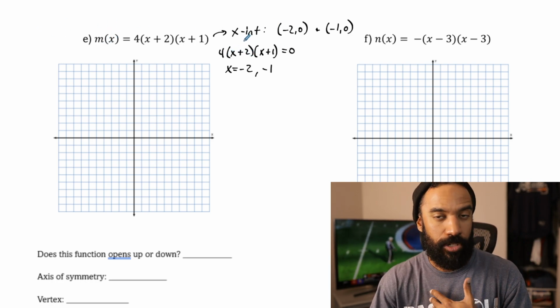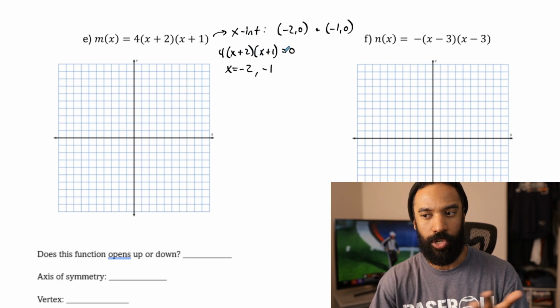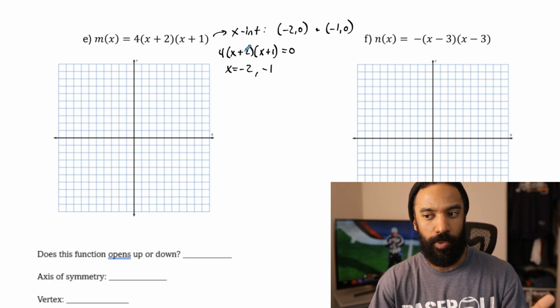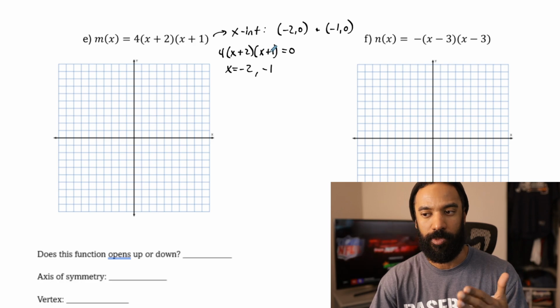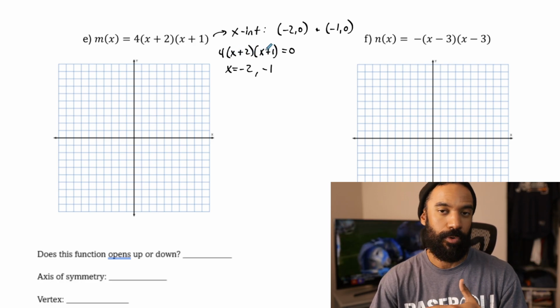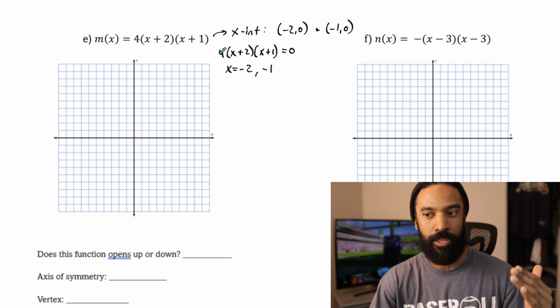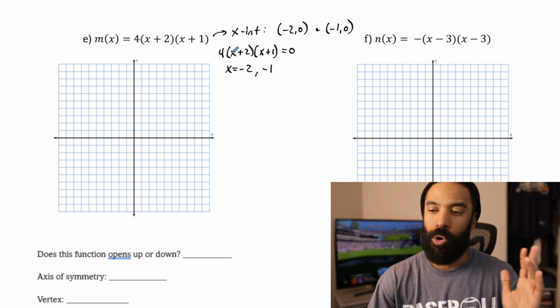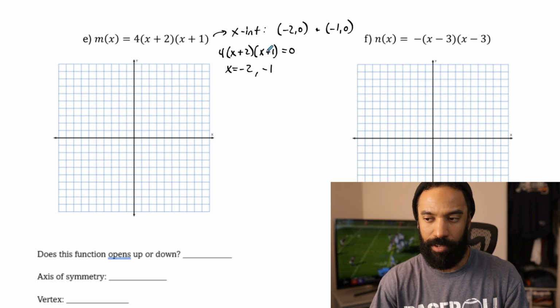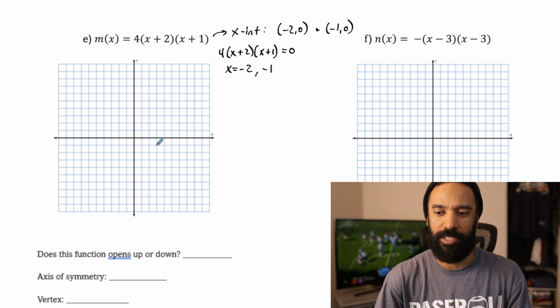The reason why factored form is so great for this is we can use the zero product property. If x plus 2 equals 0, then x is negative 2. If these multiply to equal 0, then I'm teaching when I said I wouldn't. If these multiply to equal 0, then either 4 equals 0, which is impossible, or x plus 2 equals 0, in which case x is negative 2, or x plus 1 equals 0, in which case x is negative 1.